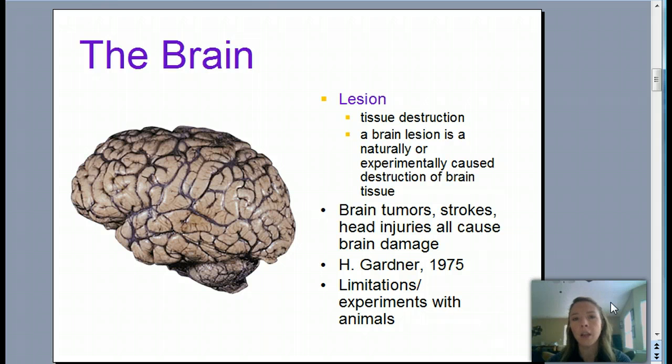And then again, when we're looking at animals versus humans, if we're looking at parts of the brain that have to do with emotion or speech, cognition, animals don't have those same types or parts of the brains that we do. So really those are some limitations.